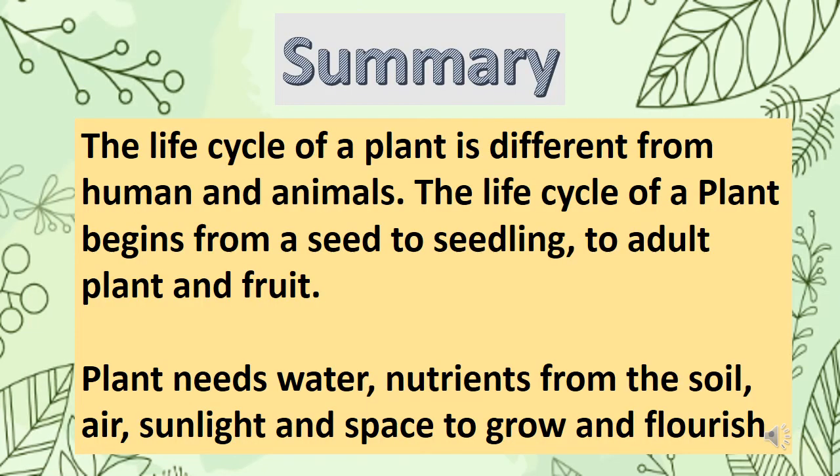In summary, the life cycle of a plant is different from humans and animals. The life cycle of a plant begins from seed to seedling to adult plant and fruit. And the plant needs water, nutrients from the soil, air, sunlight, and space to grow and flourish.